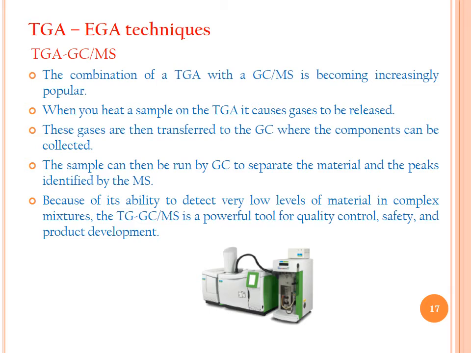When you heat a sample on TGA, it causes gases to be released. These gases are then transferred to the GC where the components can be collected. The sample can then be separated by GC and the peaks identified by the MS. Because of its ability to detect a very low level of material in complex mixtures, the TG-GC-MS is a powerful tool for quality control, safety, and product development.